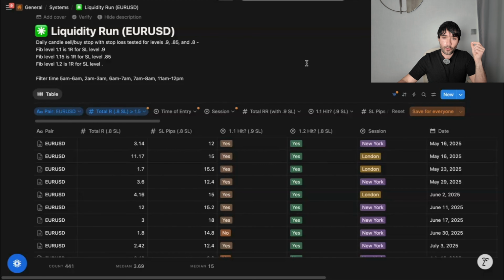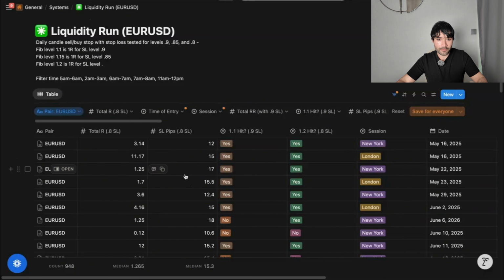This strategy wins 46% of the time and still makes me money. As you guys can see on screen here, this system is the liquidity run setup on EURUSD. This is the same strategy I backtested in the previous video, so if you guys haven't seen that, definitely check that out. As you guys can see, I have all the data here, accounting for almost 1,000 trades tested on this setup, also denoting the session times, the entry times, and even different entry types.